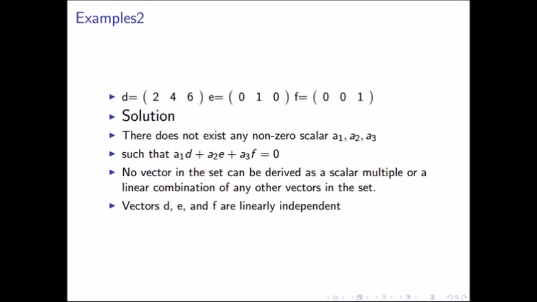Here is example 2. Obviously, vectors D, E, and F are linearly independent. There does not exist any non-zero scalars A1, A2, and A3 making the following equation satisfied. So, no vector in the set can be represented by a scalar multiple or a linear combination of any other vectors in the set.